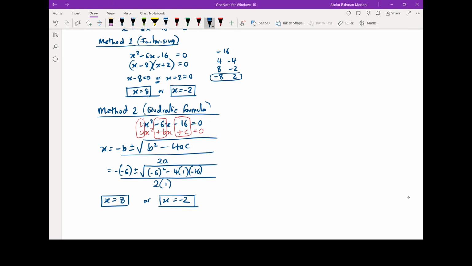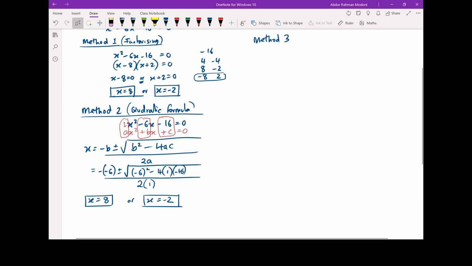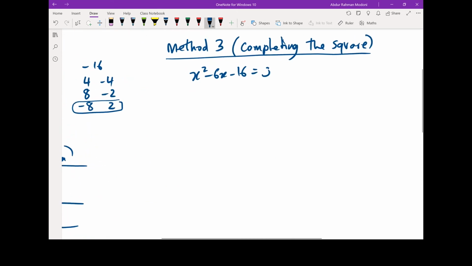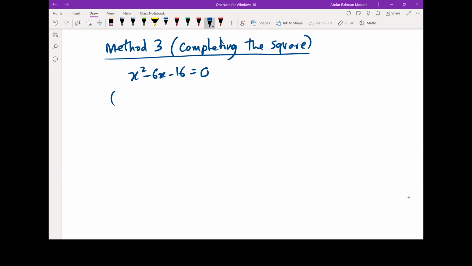Now let's take a look at method 3. And method 3 is by completing the square. So we start off with the same equation, x squared minus 6x minus 16 equals 0. Let's go and look at how we complete the square on this. So we want to get it into the square form. So first of all, we're going to have x minus half of the b term here, all squared.